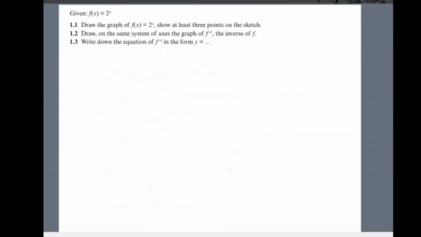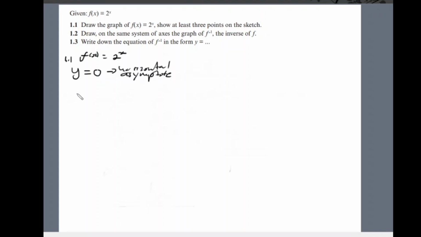Okay, so we have a question: given f(x) = 2^x, draw the sketch of f(x) = 2^x. Show at least 3 points on the sketch, right? So 1.1, we have f(x) = 2^x, right? To be able to sketch, we know what this is, an exponential function. It has an asymptote of the equation y = 0. This is the horizontal asymptote.